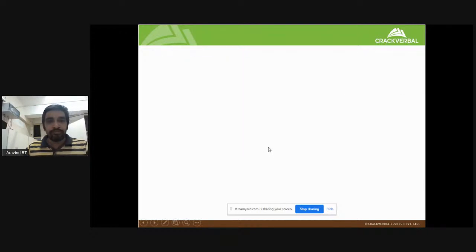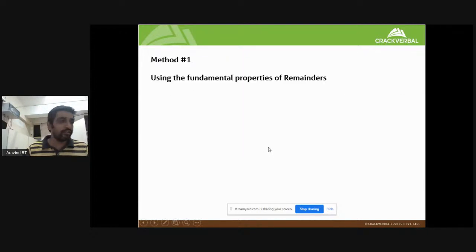All right. So, what is the first method that I want to discuss, which will help you solve remainders questions? The first method is obviously using the fundamental properties of remainders, right? The properties from the slide that we discussed. We had a slide called important points to note. Those are the fundamental properties of remainders. So you can use some of those properties to solve a lot of remainder questions, right? That's the first method.